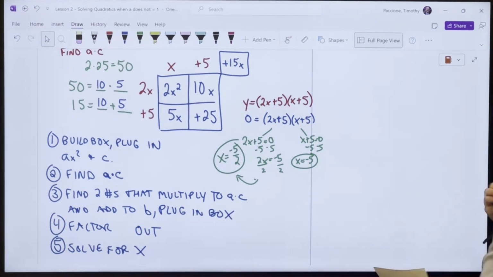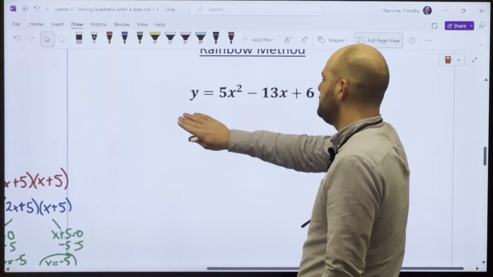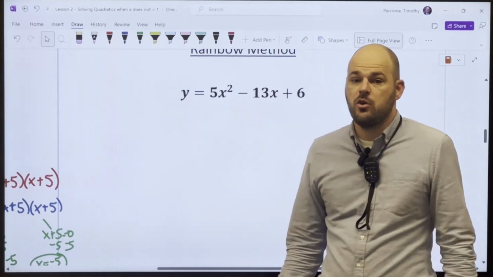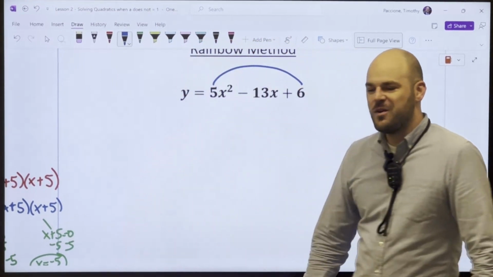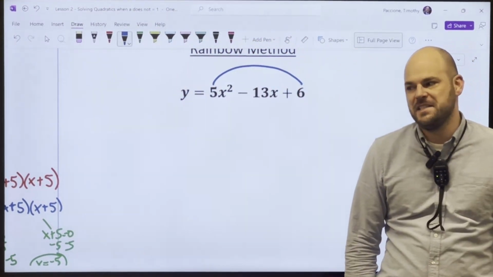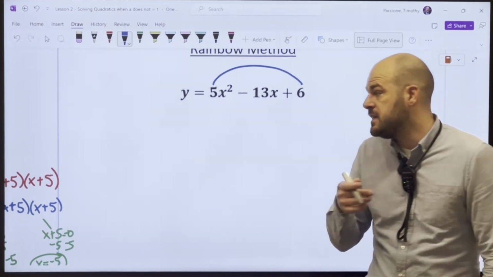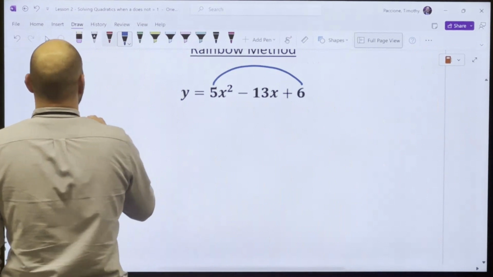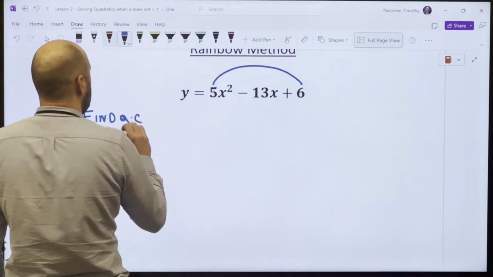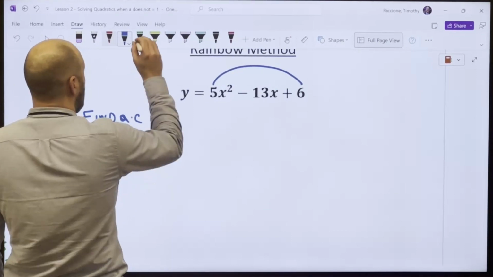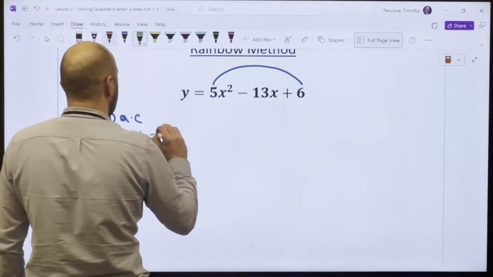All right. So this other method, we'll call it the rainbow, and here's why. The very first thing you do is draw a rainbow. Draw a rainbow above your equation from A to C. Because the first thing we've got to do is find A times C. Okay? It's like I said, there are some steps they have in common. We find A times C. That is a key component in both methods. So for us, that would be 5 times 6, which is 30.